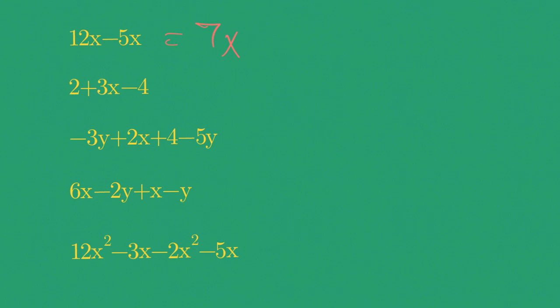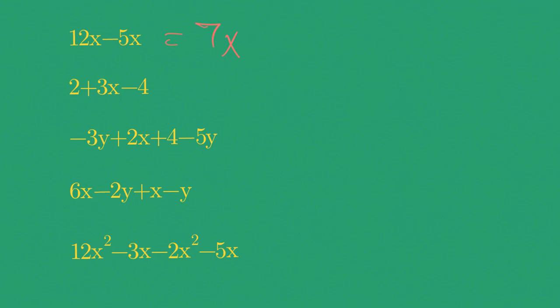If I take 12 apples and I subtract off 5 apples, I've got 7 apples left. Instead of apples, we're dealing with the variable x here. So 12 x's, take away 5 x's, we've got 7 x's left. That is a one-term answer. Everybody good with that? Let's go to the next one.